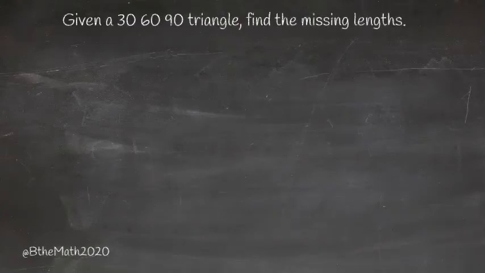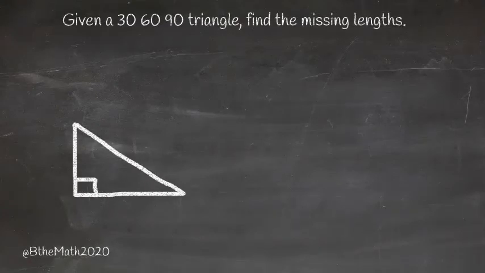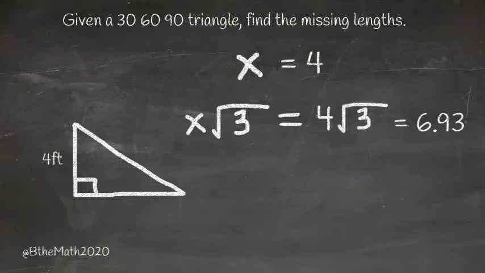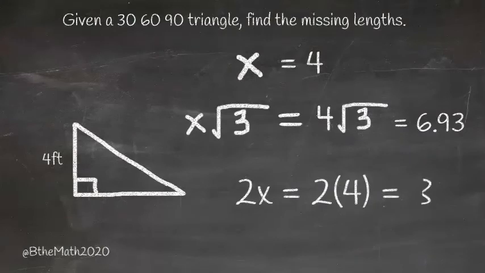Given a 30, 60, 90 triangle, find the missing lengths. We have a short side length of 4 feet. Therefore, our x value is 4. Finding the next side, you multiply by the square root of 3. So 4 times the square root of 3 is approximately 6.93. Then you take 2x for your hypotenuse, and 2 times 4 is 8.